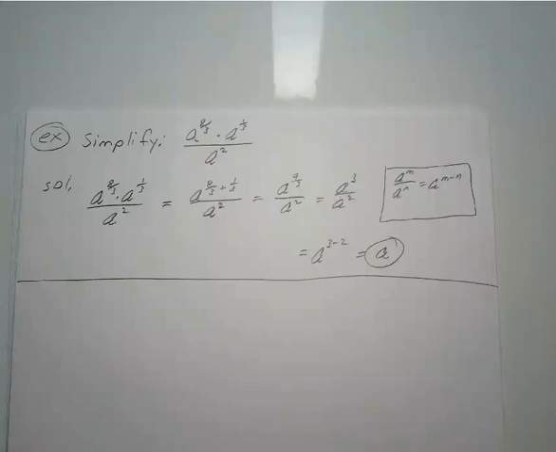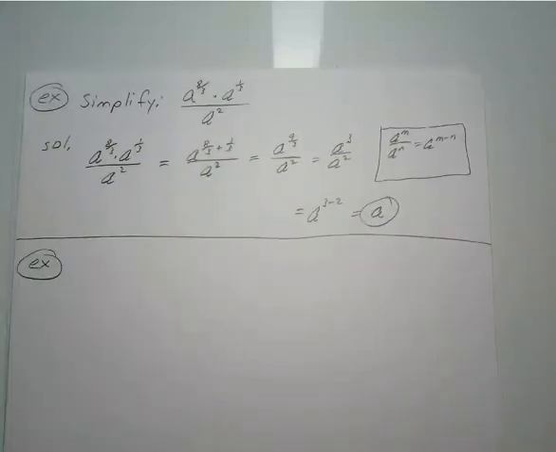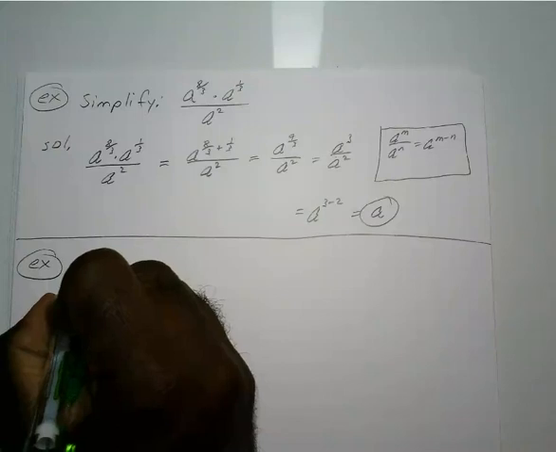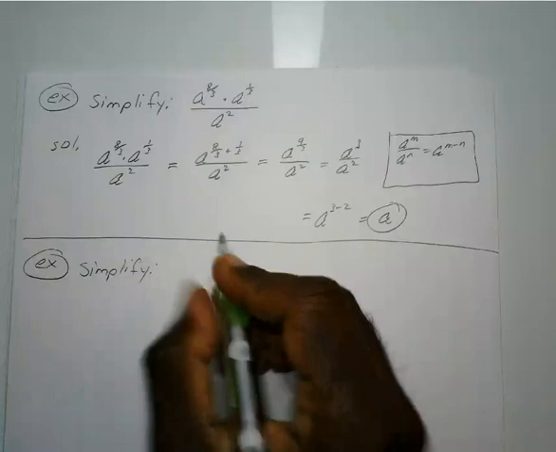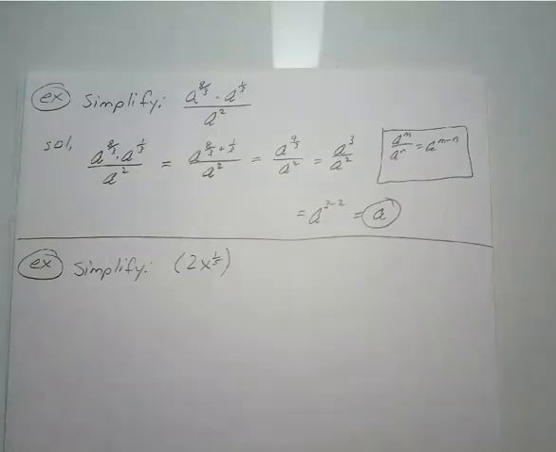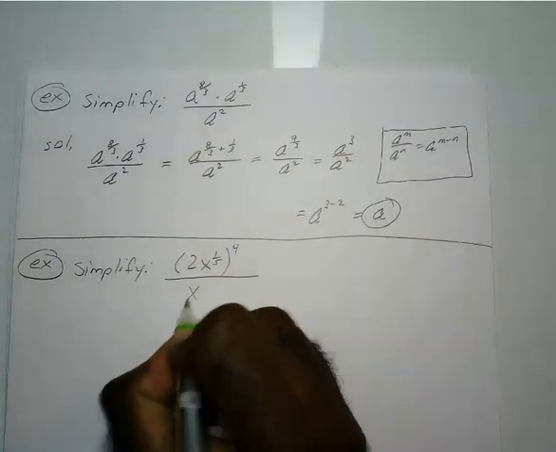All right, so let's say for our next example, what if we wanted to simplify say 2x to the 1/5 power and that entire thing raised to the 4th power, all over x to the 3/10 power.